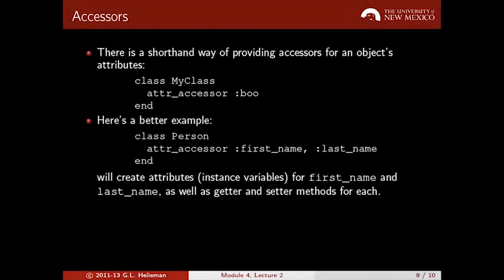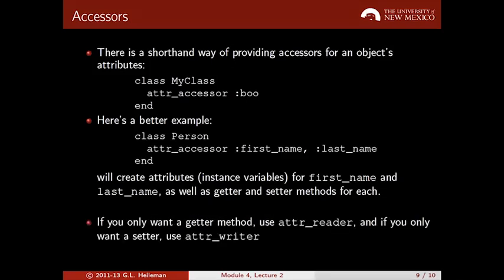Here's a better example. Let's say I have a class called person, and that person has an attribute of a first name and a last name. If I just use attr_accessor first_name, last_name, those instance variables are automatically created as well as the getter and setter methods. If you only need a getter, sometimes you want to control access. You only want someone to be able to read an instance variable but not change it. Then you use attr_reader. And if you only want a setter method, attr_writer.